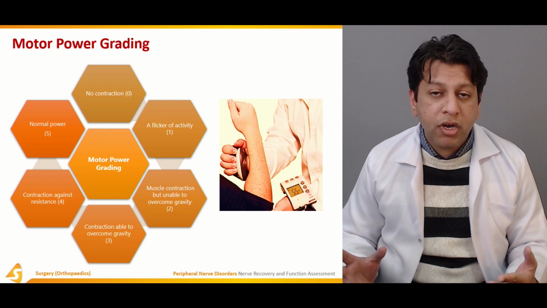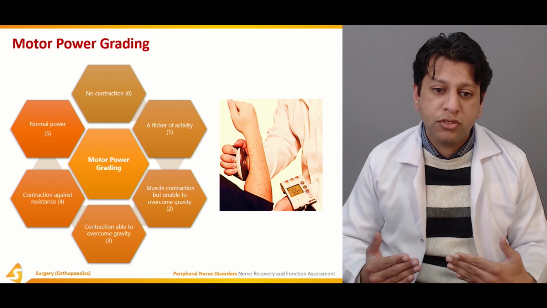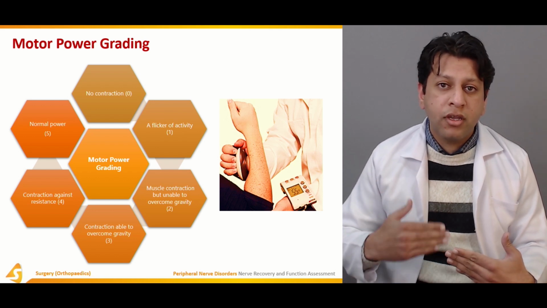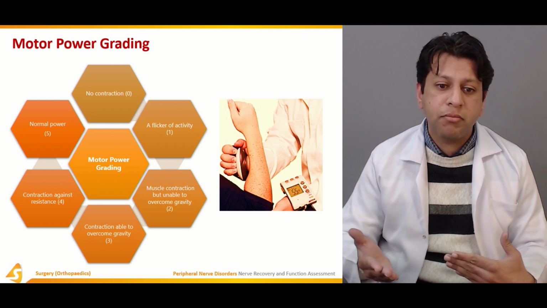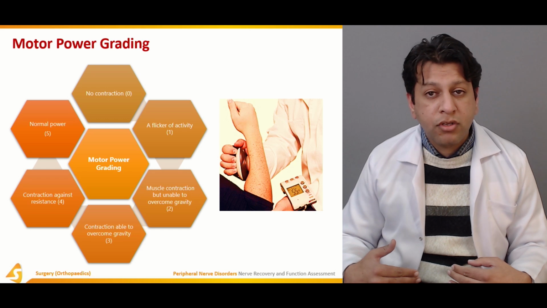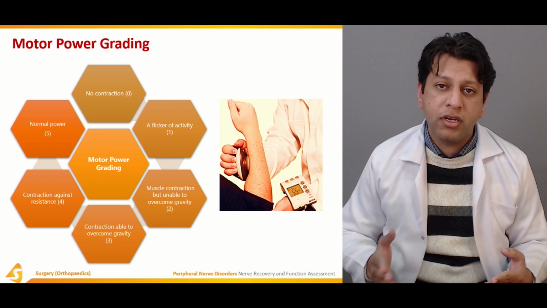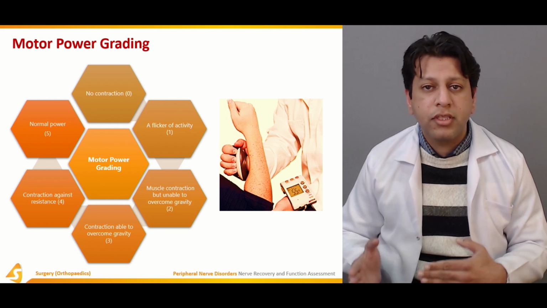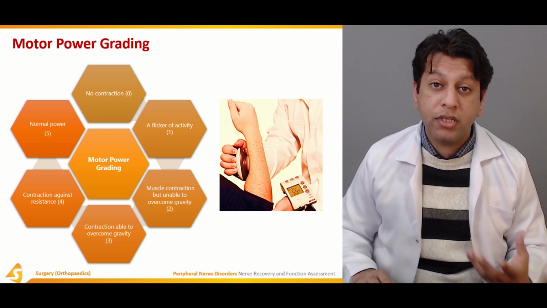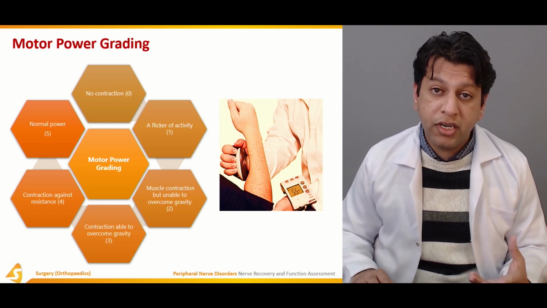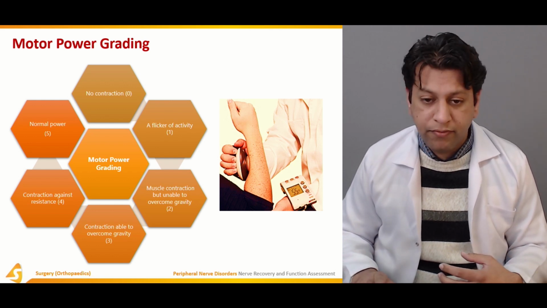A normal muscle power is 5, that is, able to move against resistance as well. If it only contracts but cannot move against the resistance, then it becomes 4. If it is not able to contract against gravity, but moves with gravity, then it becomes 3 and 2, and gradually it goes down the grade. So the ideal grade of a muscle is 5, but if it's a complete nerve injury, the muscle power may be 0 out of 5.